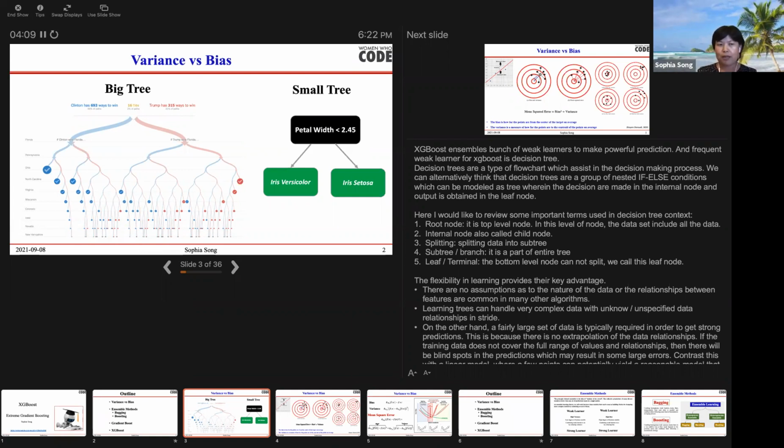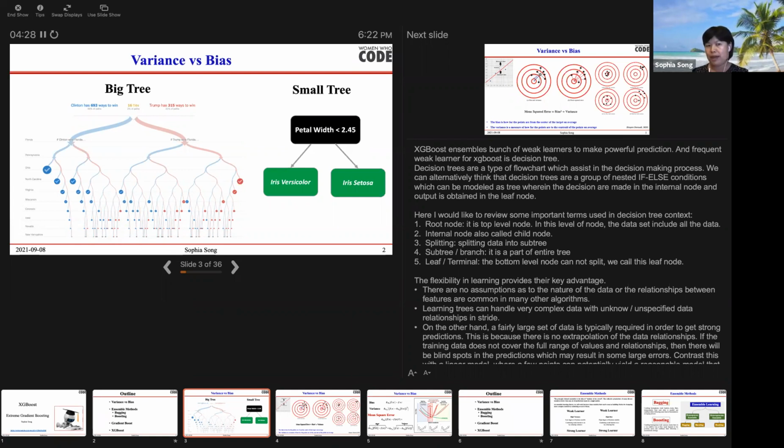This flexibility in learning gives the decision tree some advantages. For example, when you build a decision tree, there are no assumptions about the nature of the data or the relationship between the features. However, other algorithms usually have some assumptions, like the linear regression model.